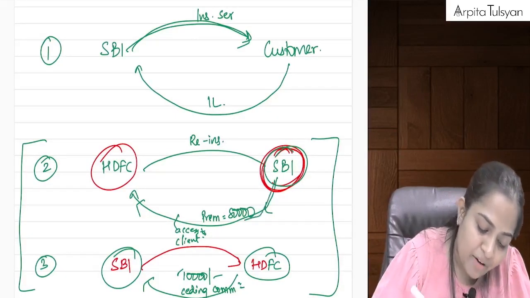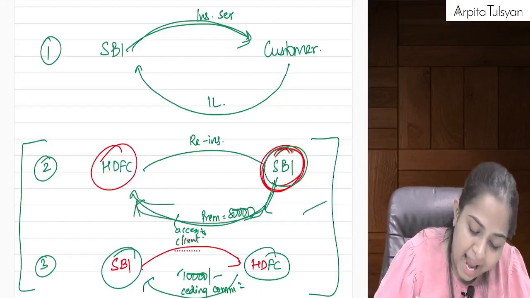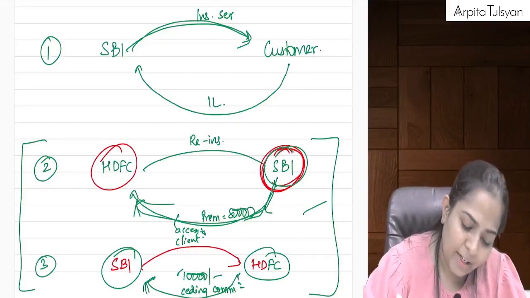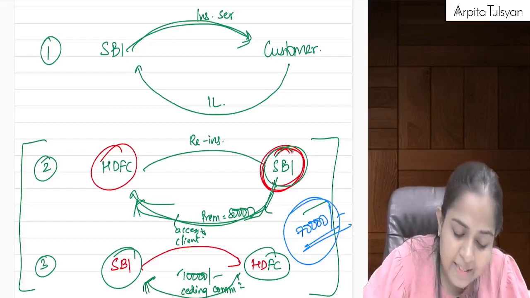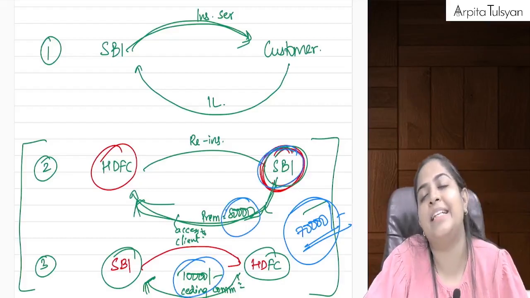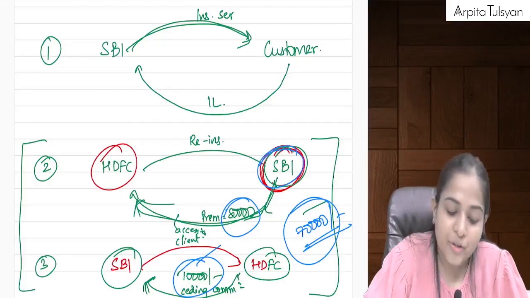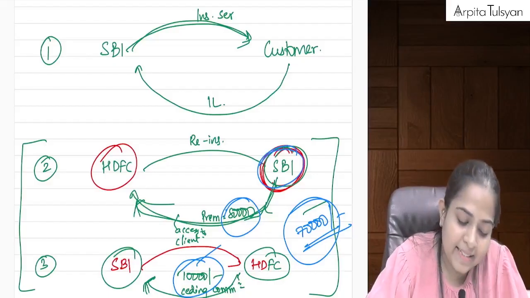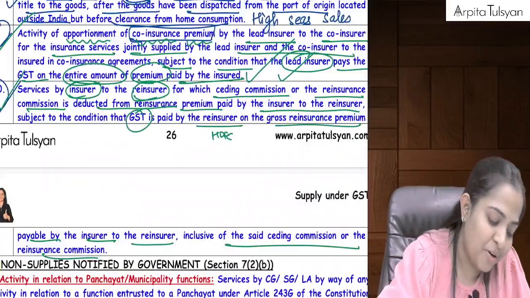Can we say SBI was supposed to pay 80,000 to HDFC in the second one, and SBI had to receive 10,000 from HDFC? So they decided to set off this transaction at 70,000. That is, instead of 80,000, SBI will pass on only 70,000 rupees to HDFC. Why? 10,000 it is keeping as commission. So now what are they telling? GST will be applicable only on what amount? Please try to understand this.